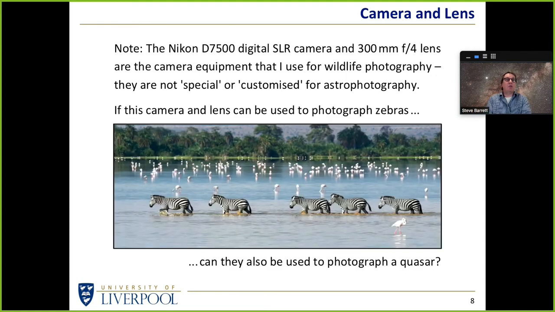So in a sense, the question I'm asking is, can we take a camera like that that's designed to be used to photograph zebras or other daylight objects, can we take that particular combination of camera and lens and expect it to capture the light from a very remote object? Is it good enough for zebras? Is it good enough for quasars?